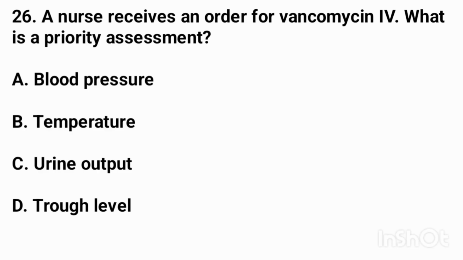Question number 26. A nurse receives an order for vancomycin IV. What is a priority assessment? The right answer is option D. Trough level.